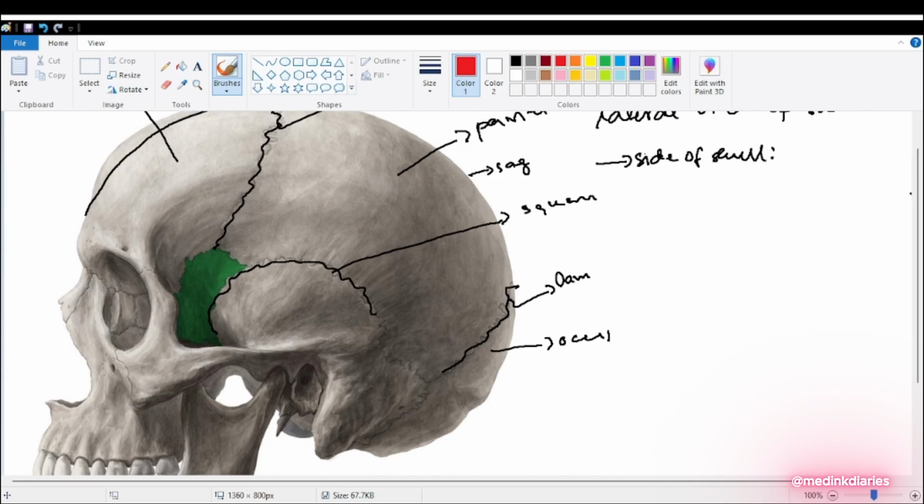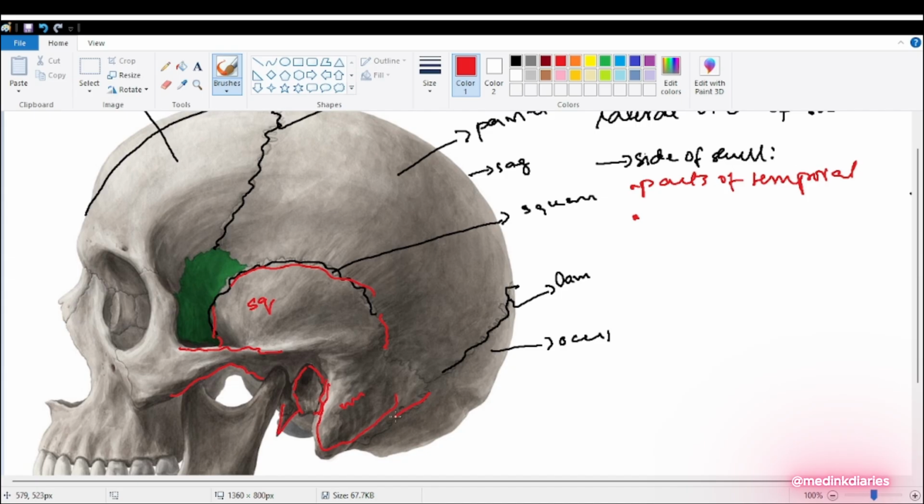So first of all, you can see this whole temporal bone over here, and its parts. Which parts can you see here? This is the squamous part, then this is the mastoid process, this is the styloid process, and this is the zygomatic process of the temporal bone. You can also see this external acoustic meatus over here. So these are the parts of the temporal bone.